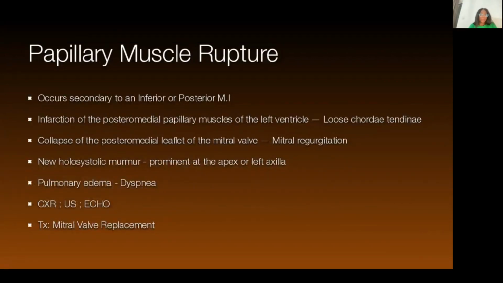All right, so there's papillary muscle rupture. Papillary muscle rupture usually occurs in either an inferior MI or a posterior MI. So in this case, when there's infarction to the papillary muscles, it's going to make the chordae tendineae, which is attached to them, quite loose, all right? And that's going to affect the mitral valve leaflets. So they wouldn't shut tightly as they should. So they're going to collapse, and that's going to cause mitral regurgitation.